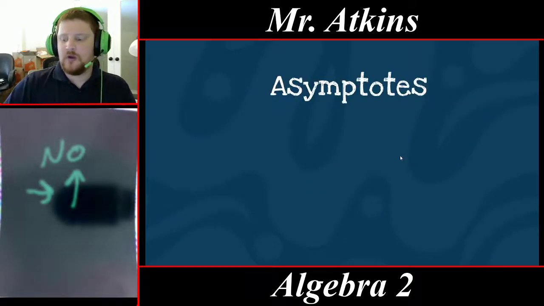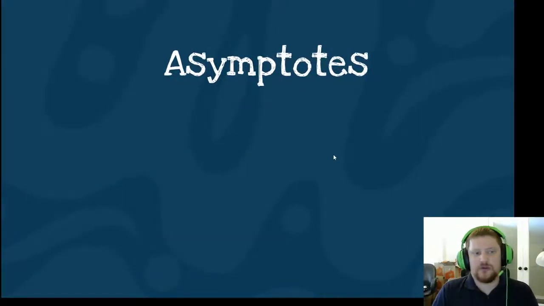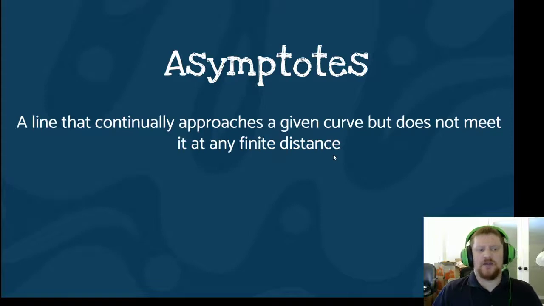Now, taking a look at asymptotes. Asymptotes is probably a term that you've not heard before. The definition of an asymptote is a line that continually approaches a given curve but does not meet it at any finite distance.